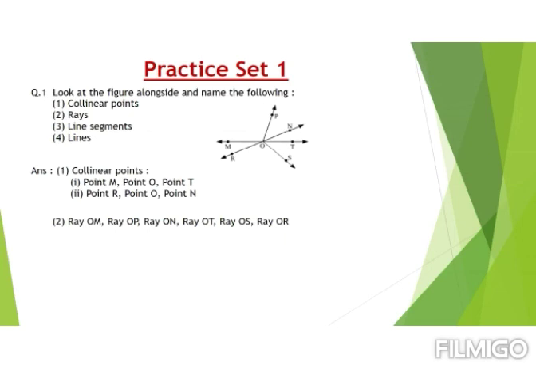So what is line segment? A line segment doesn't have an arrow but it has an endpoint from where it cannot be extended from any of the sides. So here we have segments as seg MT, seg RN, seg OP, seg ON, seg OT, seg OS, seg OR. Then we have lines.